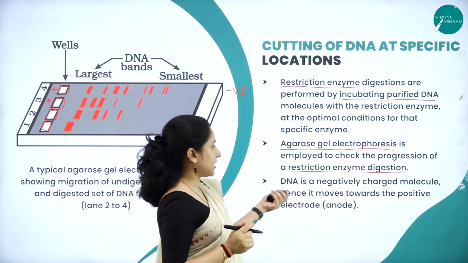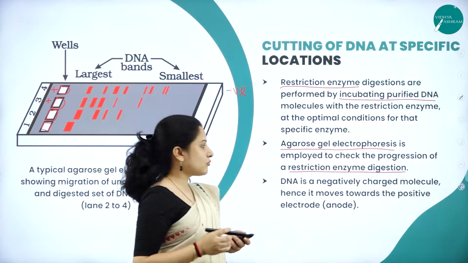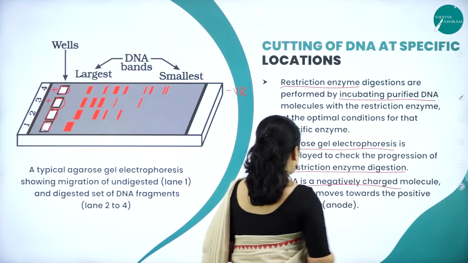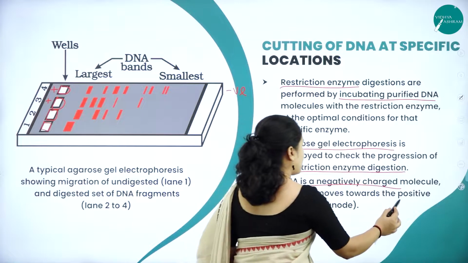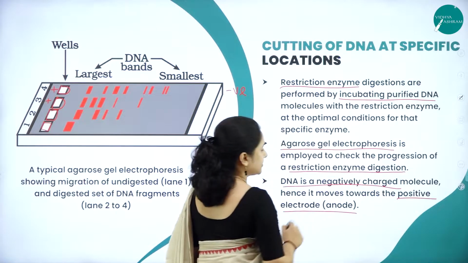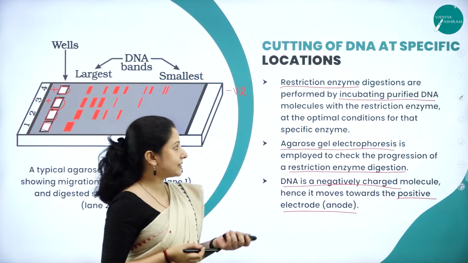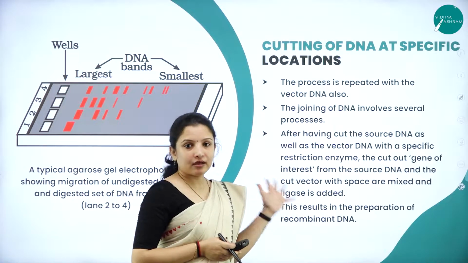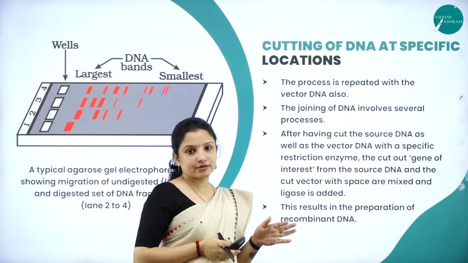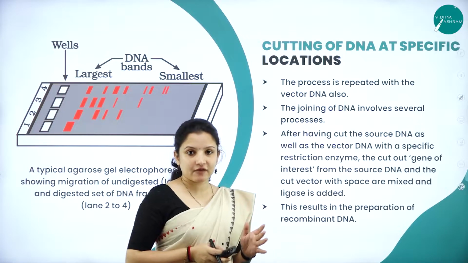So that is what is done here. So DNA is a negatively charged molecule, and hence it moves towards the positive electrode, that is the anode. So that is how they get separated. So after that, on the gel electrophoresis plate, we have the separated DNA fragments.